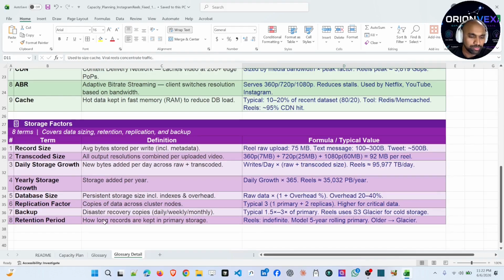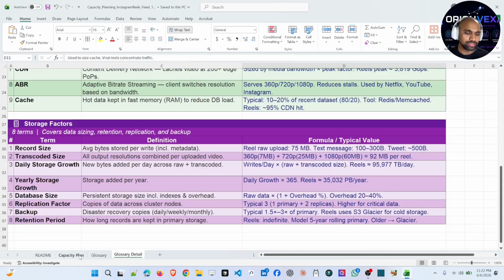Retention period, how long the records are kept in primary storage, is called the retention period. Reels are usually kept 5 years rolling in primary, and older data will be moved to the glacier layer. These are all the glossary terms, the parameters we use and how we are calculating them.